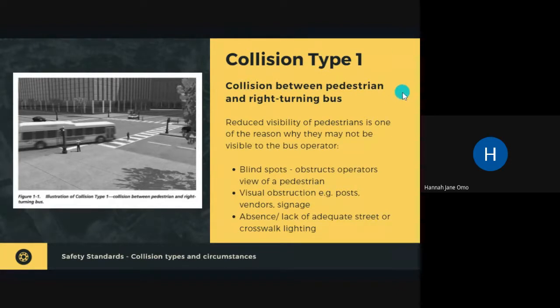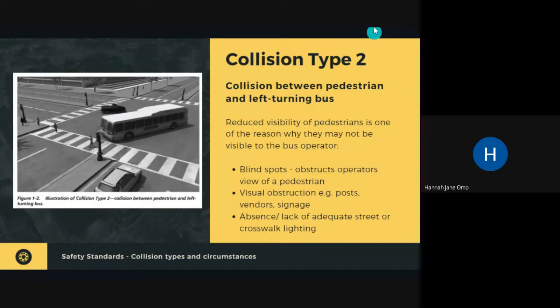Next slide, please. The second type of collision is between the pedestrian and left-turning bus, which is somewhat the same with collision type 1. Their contributing factors are quite similar regardless of the pedestrian's position. This includes the reduced visibility of pedestrians, visual obstructions such as the post, vendor signages, and also the absence or lack of adequate street or crosswalk lighting. Next slide, please.